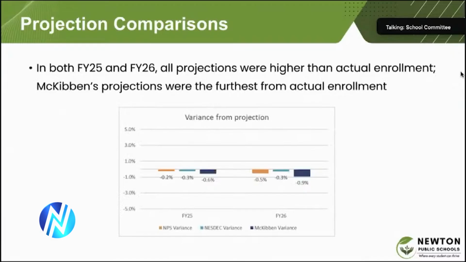So this slide is showing the variance from projection from 1 year projections for the Newton projection, the NESDEC projection, and the McKibben projections. So the first set of bars is for last school year, and then the second set of bars on the right is for the current school year. So both last year and this year, all three groups projected higher enrollment than what we actually saw, but McKibben's were the furthest from actual enrollment. So you can see last year, NPS variance was negative 0.2%, NESDEC was negative 0.3%, and McKibben was negative 0.6%. And those numbers were slightly larger this year.